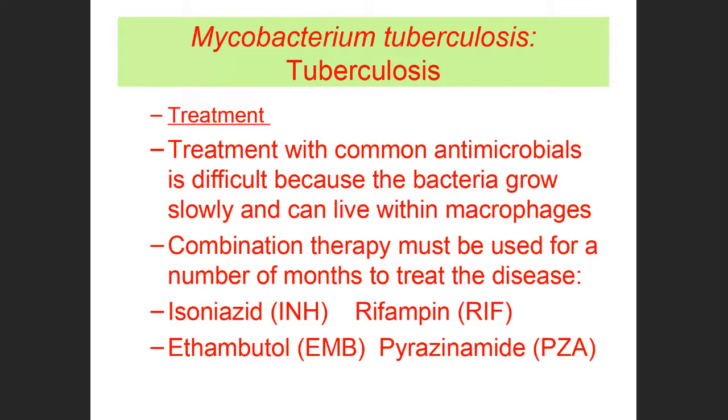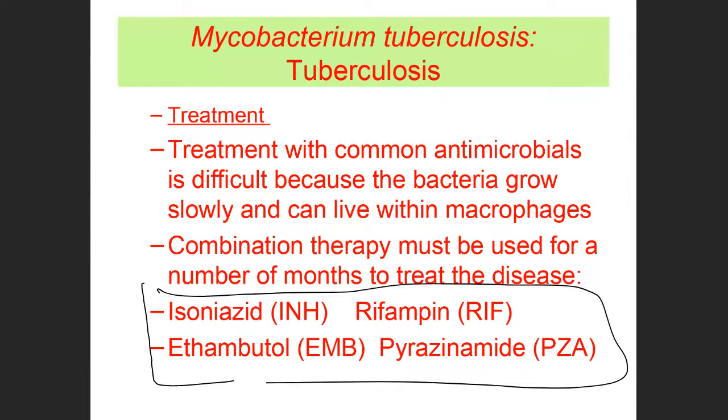Treatment. Now, this is difficult because the bacteria grows so slowly. The treatment is going to take a long, long time. It may take as long as 6 months to a year. There are 4 antibiotics that can be given. They're typically given in combinations, at least 2 antibiotics at a time, if possible. Isoniazid, INH, rifampin, pyrazinamide, and ethambutol.